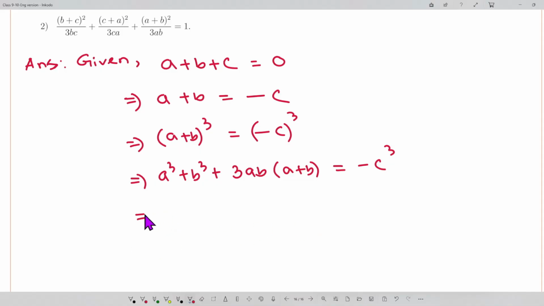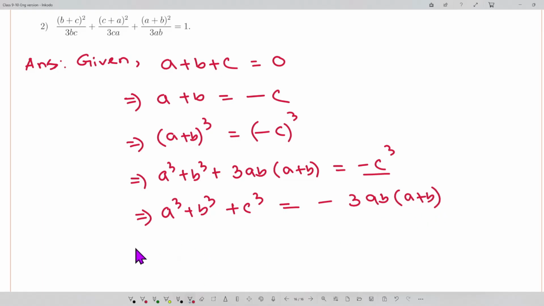Next we can write a cube plus b cube equals minus c cube. Once we add c cube to both sides, we will get c cube here, and the term 3ab times (a plus b) will go to the right side, so minus 3ab times (a plus b). Now it becomes a cube plus b cube plus c cube equals minus 3ab times (a plus b).